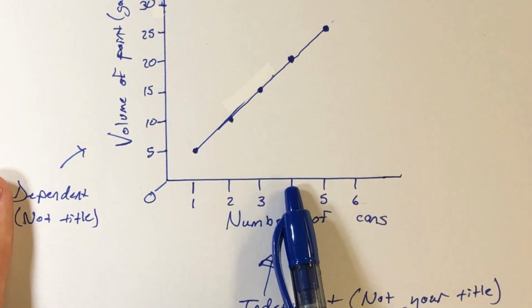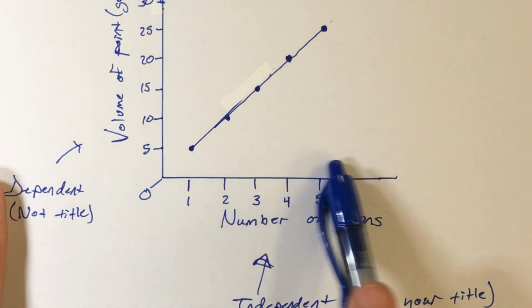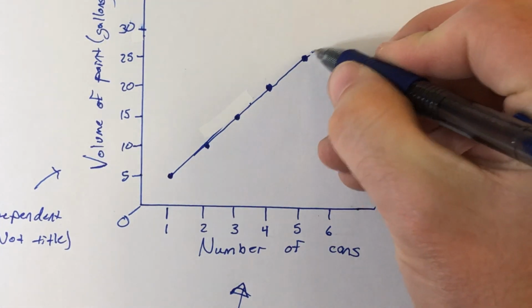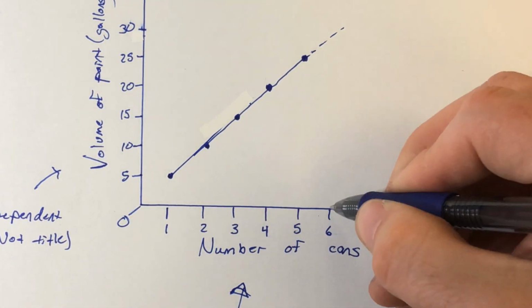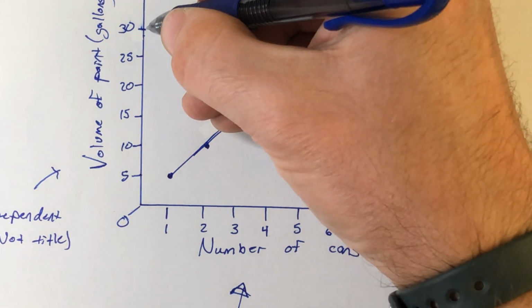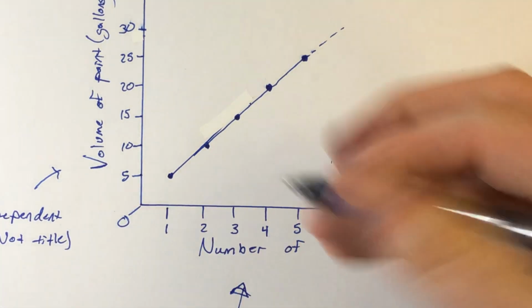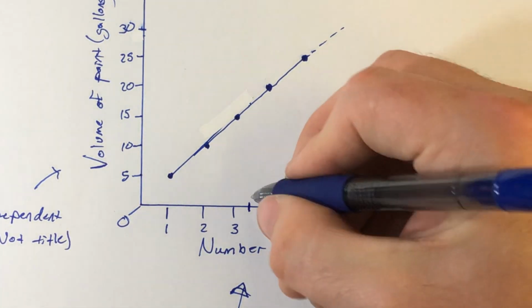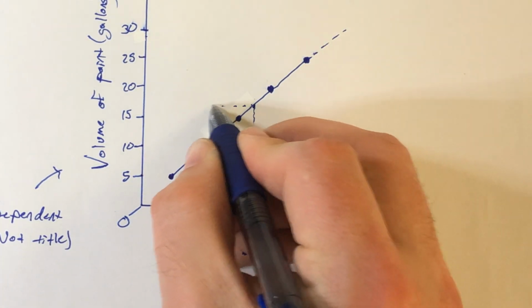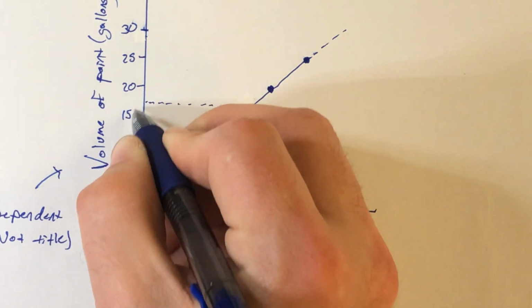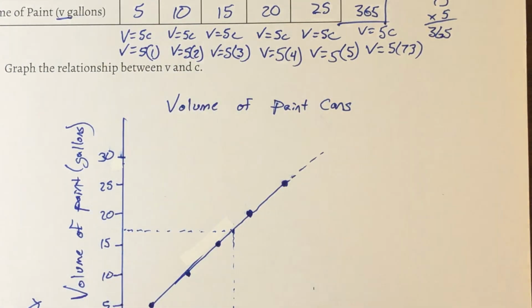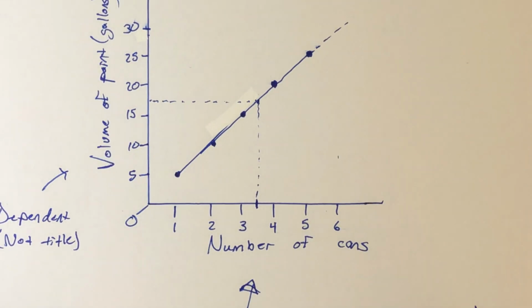Now, what could I use this graph for? Well, it tells me lots of things. It tells me the more cans I have, the more volume I have. Obviously, I could use it to predict and go further and say, if I have 6 cans, well, then I would have 30 gallons of paint and so on. Or what if I have 3.5 cans? Well, I could go up and say, oh, 3.5 means I'm going to have somewhere between 15 and 20. For that, you might want to use your equation to solve to get your exact number.